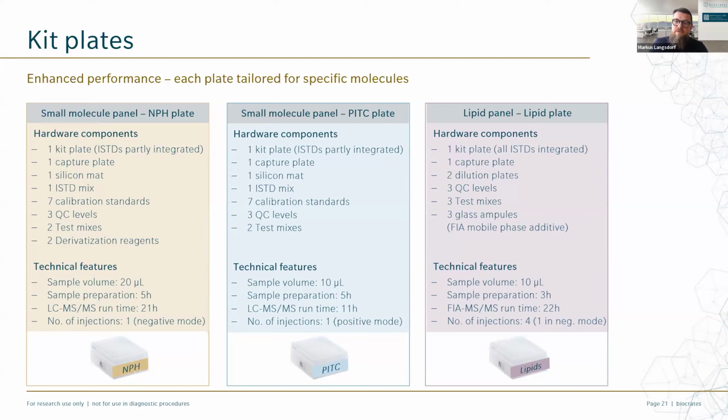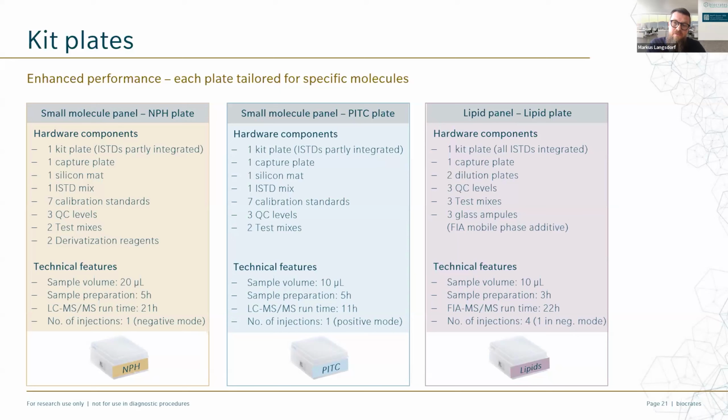Now let's talk about the really new thing, the small molecule panel. Due to the complexity of the metabolome, there is no one-fits-all solution or method. So we broke down the metabolite panel into 2 substance groups using selective reagents for derivatization. One is 3-NPH, which is 3-nitrophenylhydrazine, that reacts with the carbonyl and carboxyl groups. And the other one is PITC, which is phenyl isothiocyanate, that reacts with primary and secondary amines.